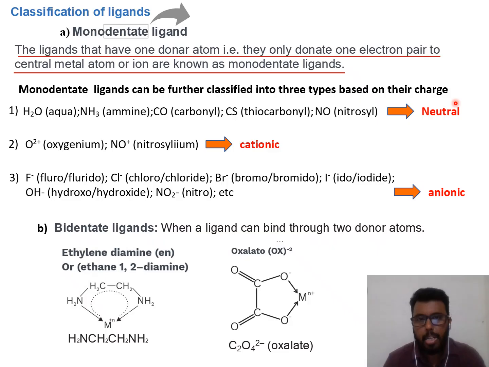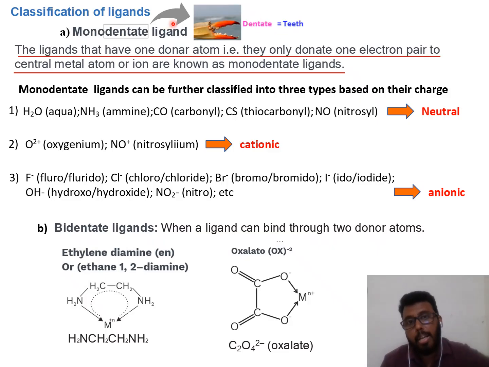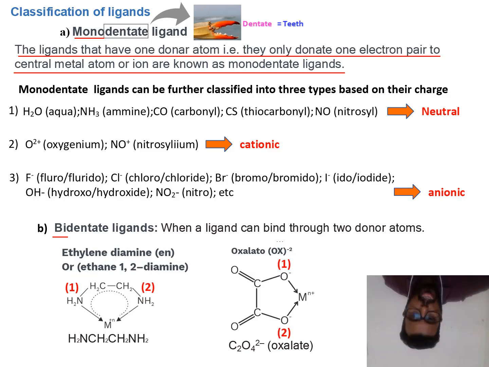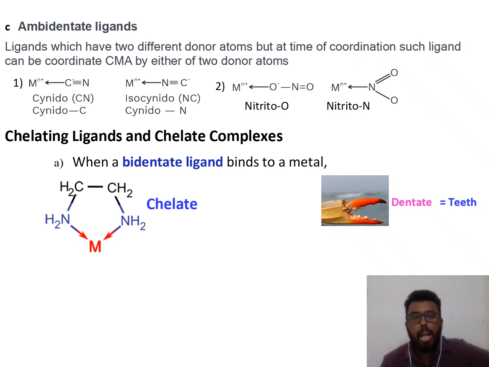Let's move on to the next one. The other term is dentate, which means like teeth, like a crab has teeth, no? That is called dentate. Mono means one tooth, bi means two teeth, and these are two nitrogen atoms, and these are two oxygen atoms which are binding. And then ambidentate ligands.